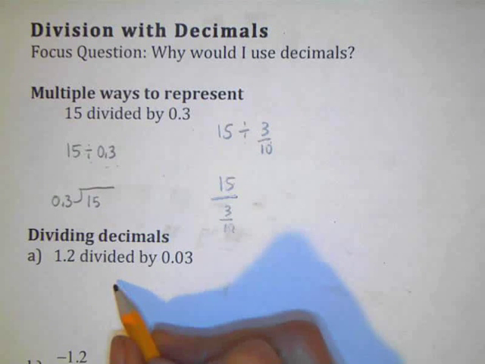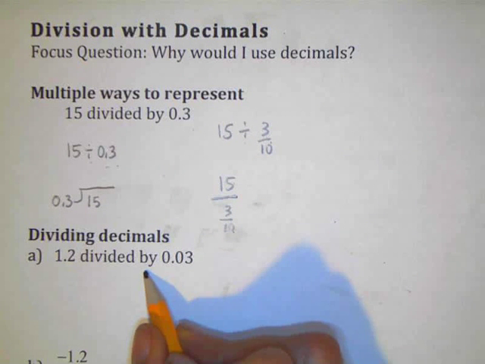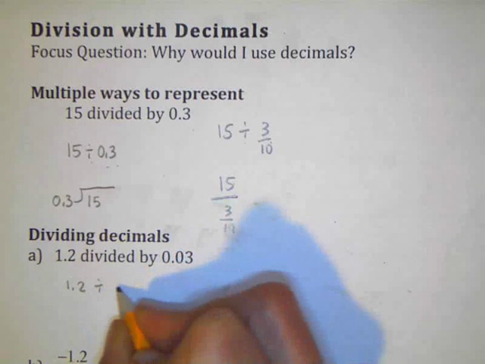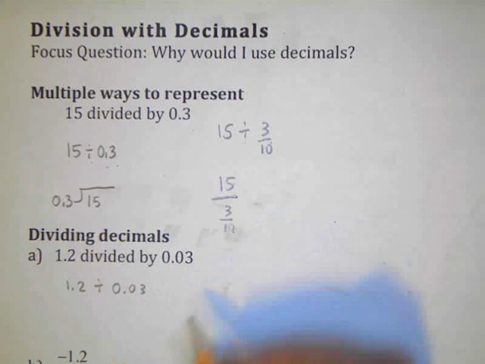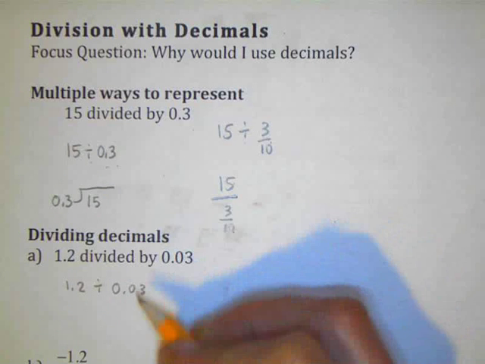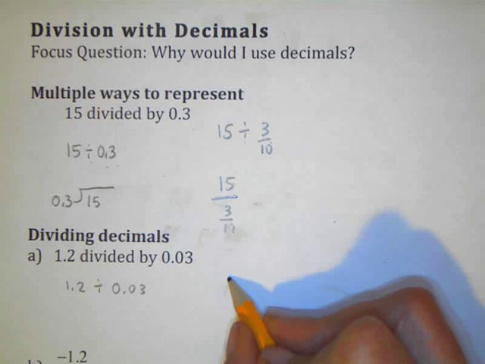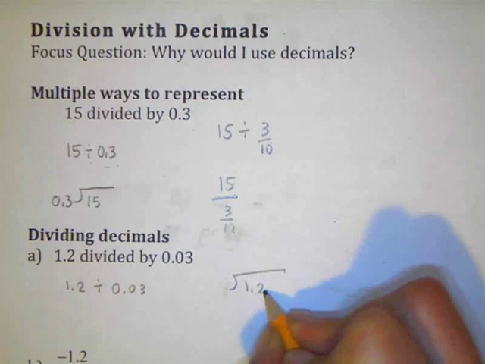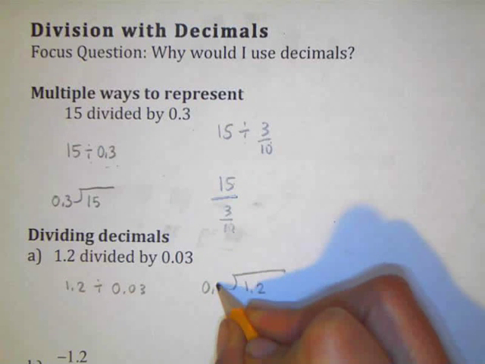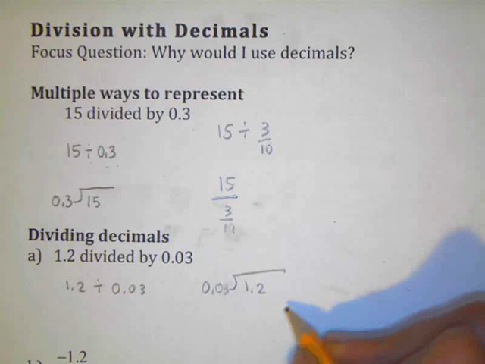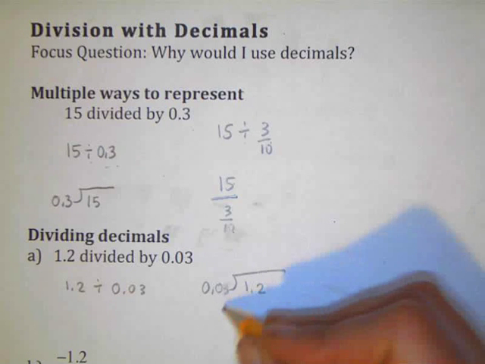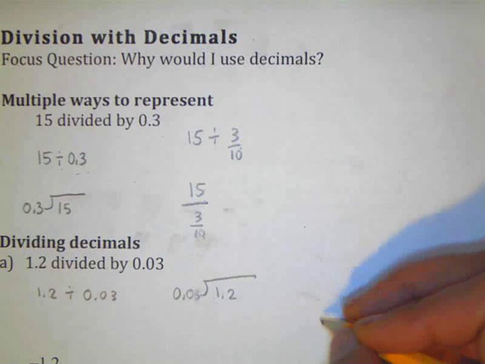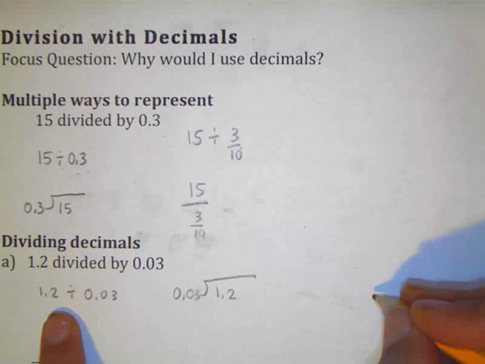Now, looking at this problem here, 1 and 2/10 divided by 3/100. I could write it this way. I could write it in the more traditional way that we do the algorithm. So 1 and 2/10 divided by 0.03. Now, a lot of people, your teachers, just say, just move the decimal, because we can't do the division that way. But I want to show you the why behind it. So let's write this another way.